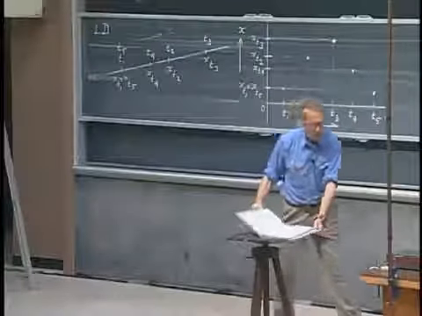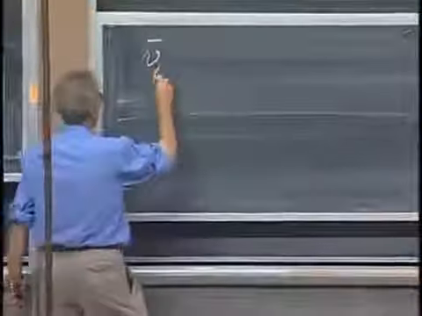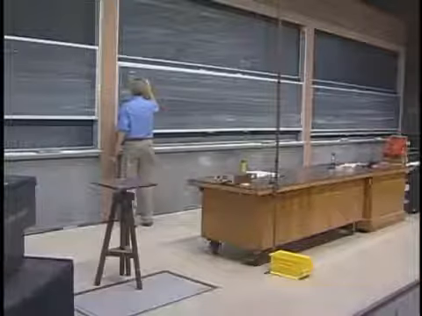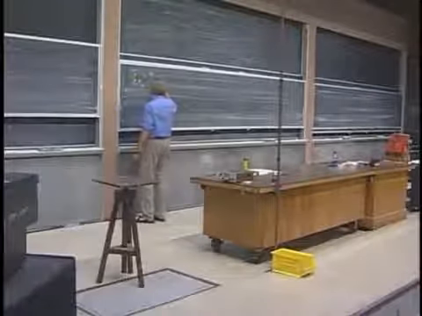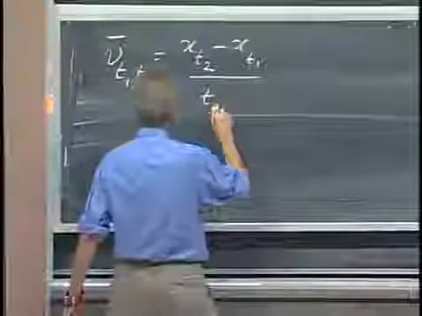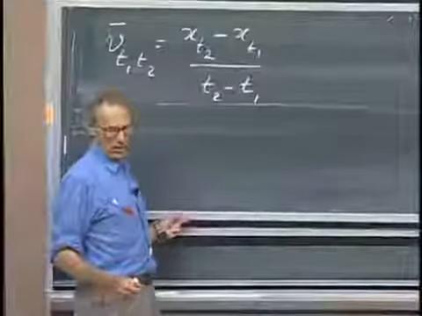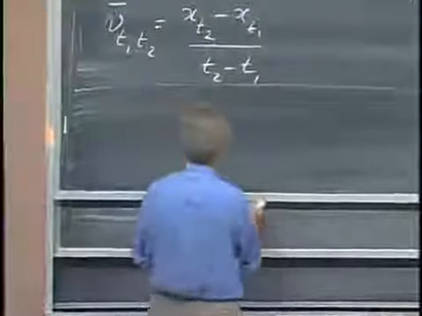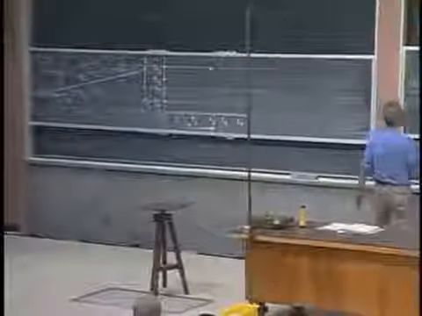Now we will introduce what we call the average velocity. I put a bar over it. That stands for average. Between time t1 and time t2, that we define in physics as x at time t2 minus x at time t1 divided by t2 minus t1. That is our definition.